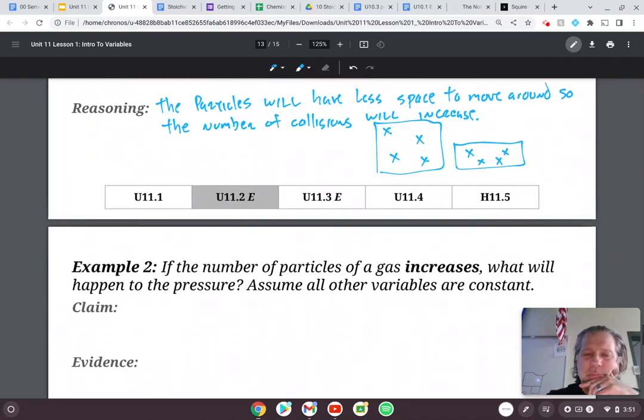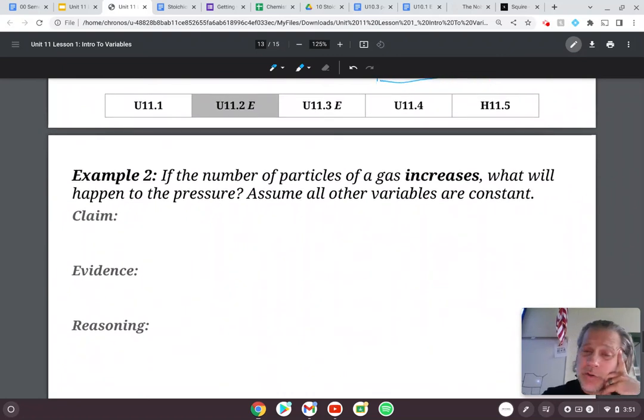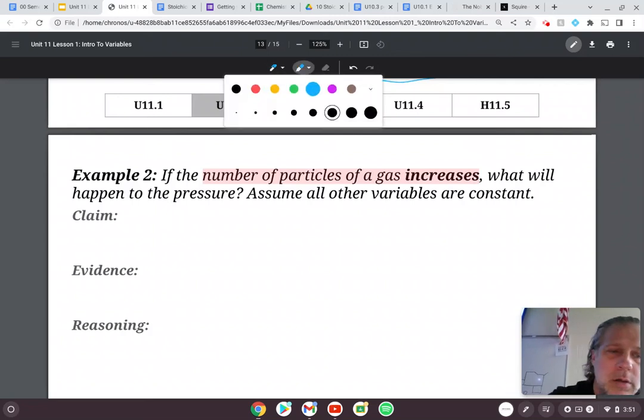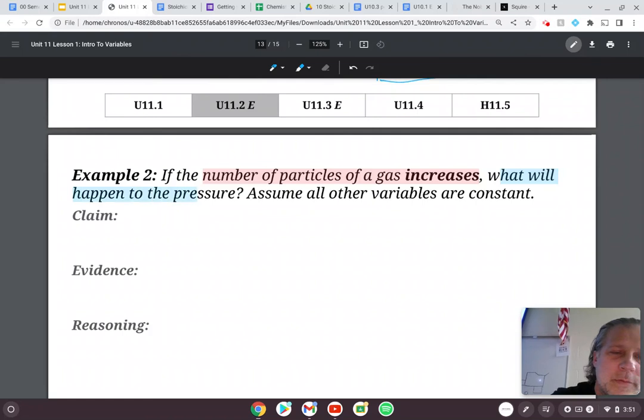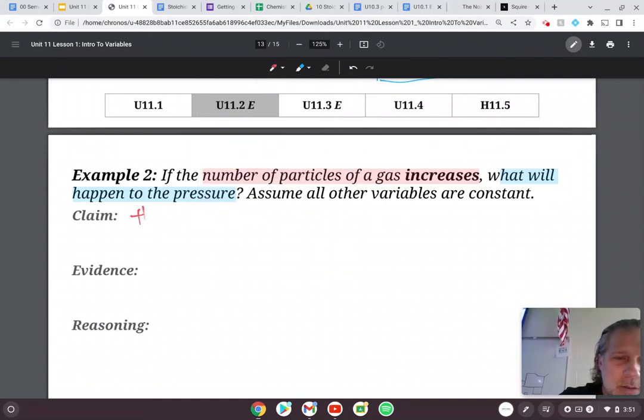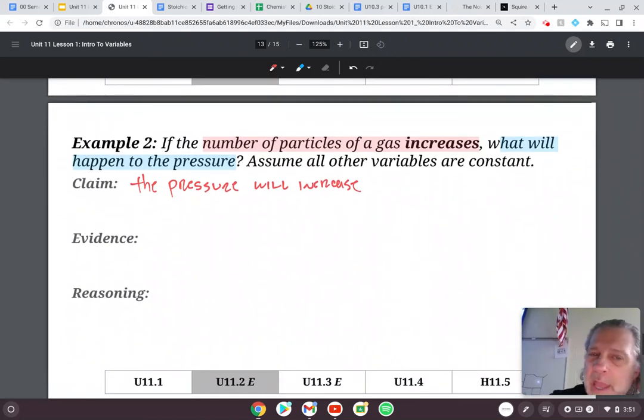Let's take a look at another example. Now we're talking about the number of particles of a gas increasing. So we're saying that the number of particles of a gas will increase, and the question is, what will happen to the pressure? In this case, if we increase the number of particles, the claim that I would make is that the pressure will increase. And the evidence for that is that we have the number of particles increasing.